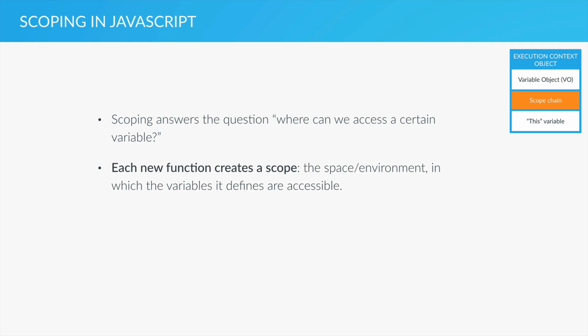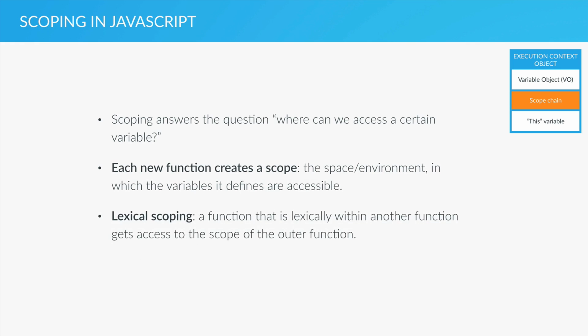So here in JavaScript, the only way that we have to create a new scope is to write a new function. And this is something very important in JavaScript. Also, in JavaScript we have lexical scoping. And lexical just means where something is written in the code. So it's about the position of something within our code.